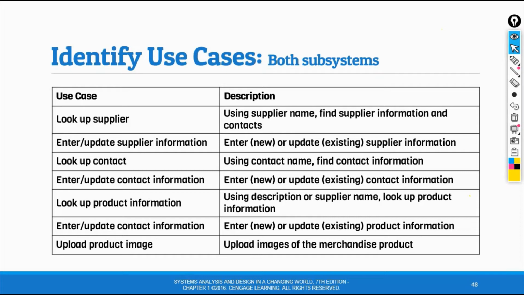together. So because the first iteration is focusing only on the supplier information subsystem, the project team will also focus its attention on only the first use cases on the list, because the last three will focus on the product information.